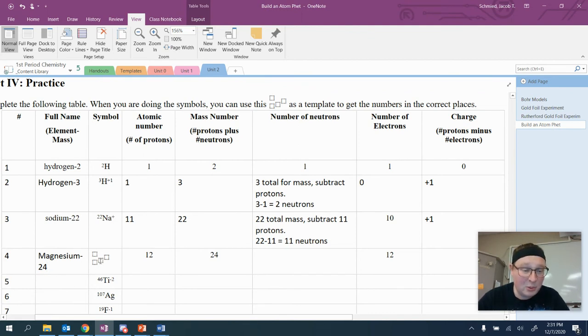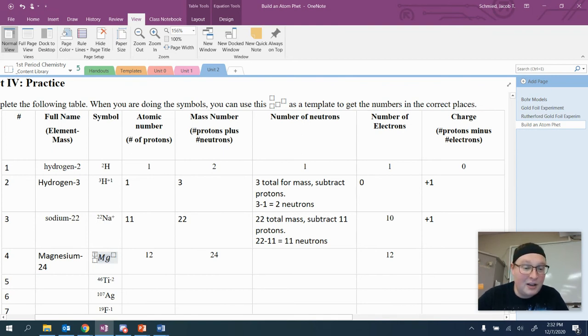When I'm doing the symbol here, I put it in this way so that you guys can actually put the subscripts and the superscripts in their right little spots. When you're writing by hand, it's easy to do. When you're on the computer, it's a little bit more tricky. So the middle box there is for the symbol. I can put Mg there.